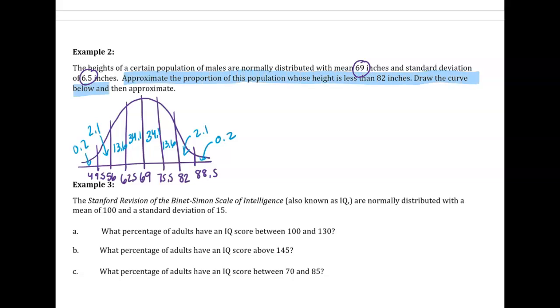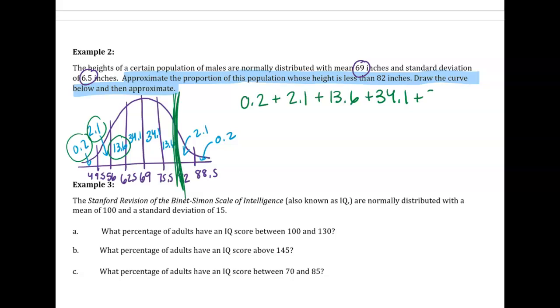So we're asked to approximate the proportion, we'll just go percentage, of the population whose height is less than 82 inches. So less than 82 inches is everything to the left of right here. So it's 0.2 plus 2.1 plus 13.6 plus 34.1 plus another 34.1 plus 13.6, which is 97.7%.